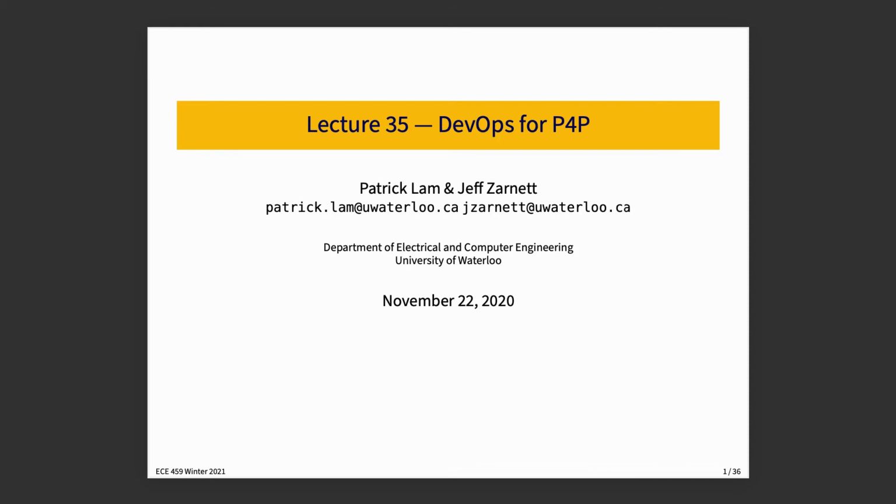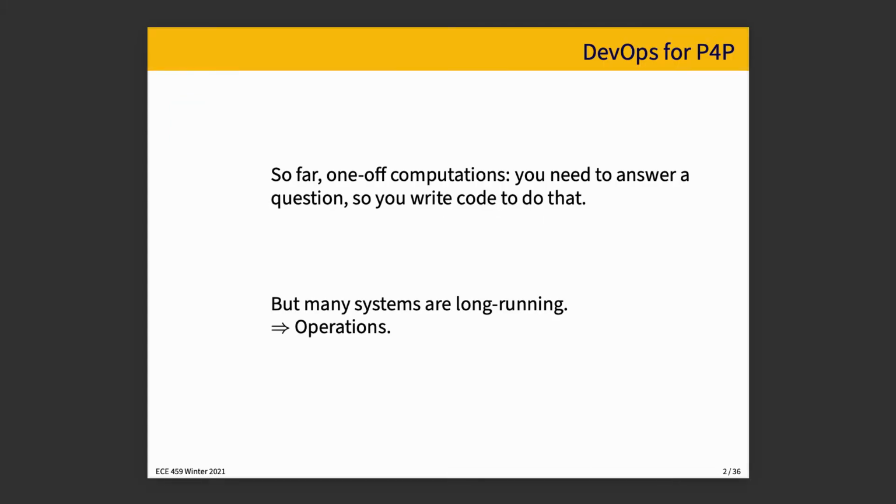Lecture 35, DevOps for P4P. Thus far, we've really talked about one-off computations. You need to answer a question, you write code to do that. And assignments are a pretty good example of a one-off kind of thing. You implement the assignment, TA evaluates your assignment, a grade is assigned, the end. You never have to see it again, you never have to think about it again.